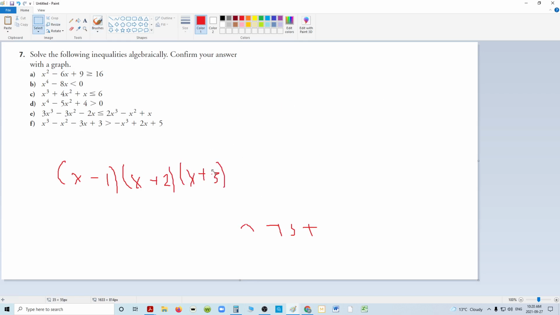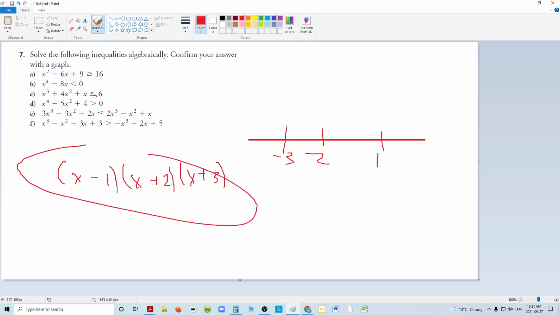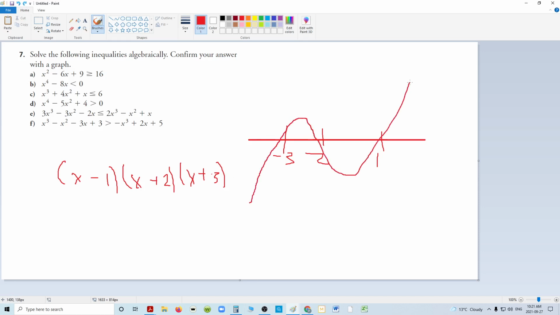Now, on the number line, if you were to do it with a number line, you would realize it's going to pass through several points here. It's going to pass through minus 3, minus 2, and 1. Now, if you didn't know how a cubic behaves, because you know that this is a positive leading coefficient, I already know it's going to do this, right?